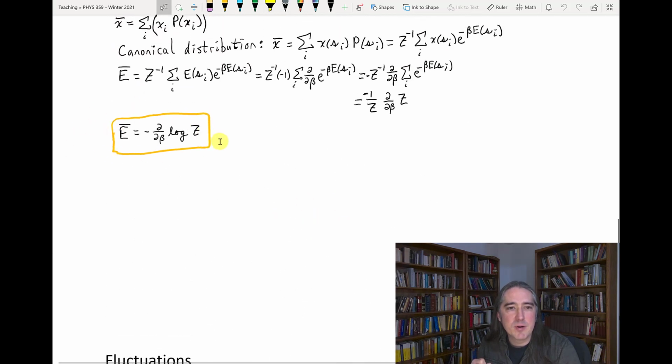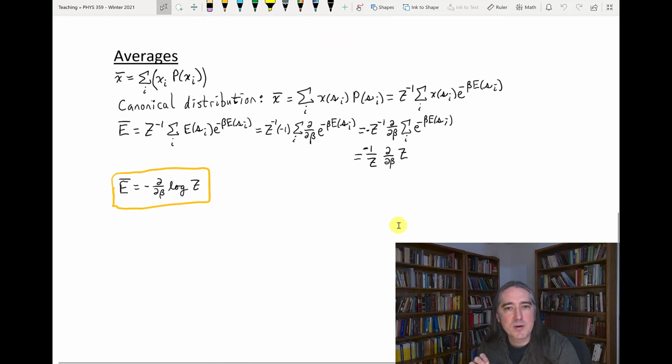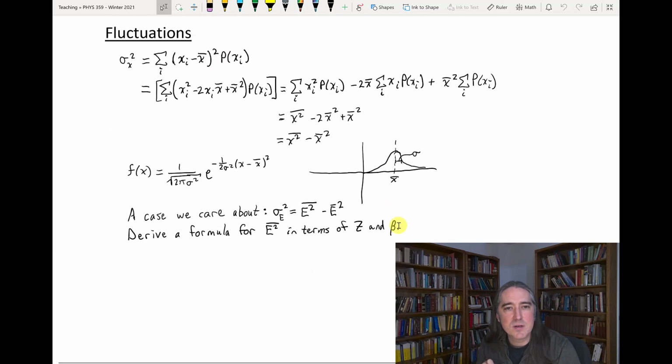We already got E bar up here, so we just need to get E squared bar. And by we, I mean you. So pause this, see if you can derive a formula for E squared bar in terms of Z and beta. Remember the process we went through up here. See if you can use a similar process to find a formula for E squared bar only in terms of, I said Z, didn't I? Only in terms of Z and beta.